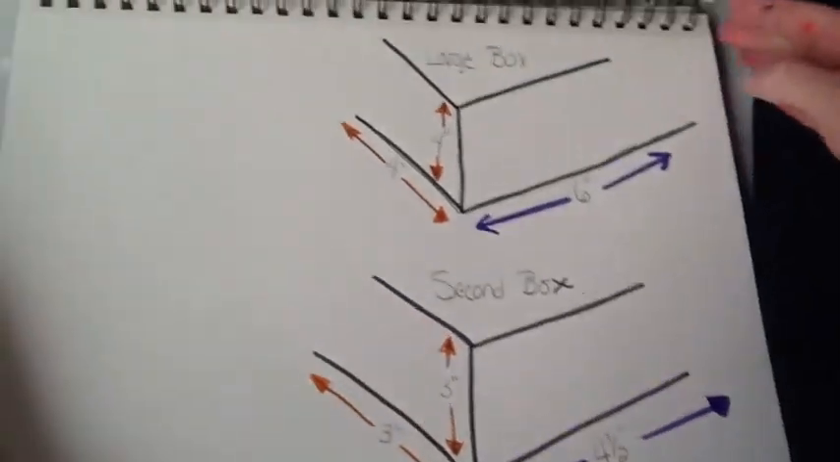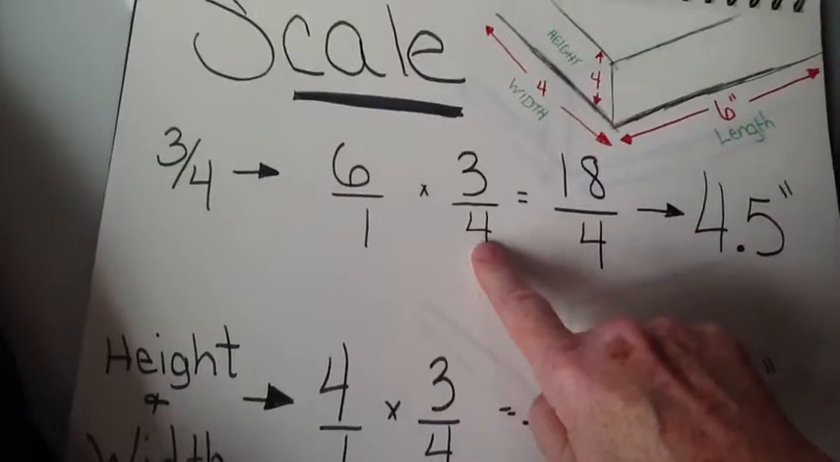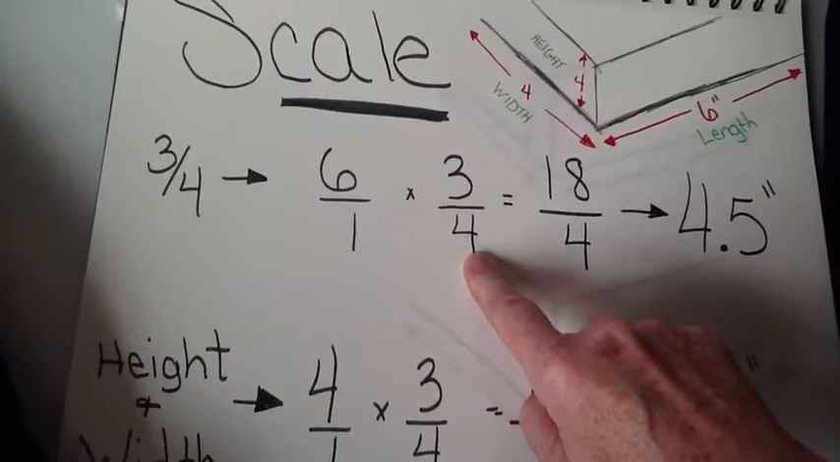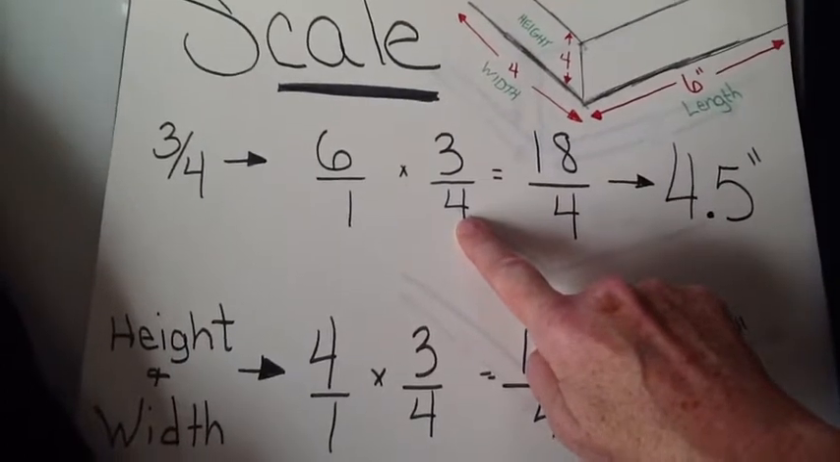Alright, use the same calculation as we did the first time around, except change 3/4 to 1/2 for the third largest box, and 3/4 to 1/4 for the smallest box.